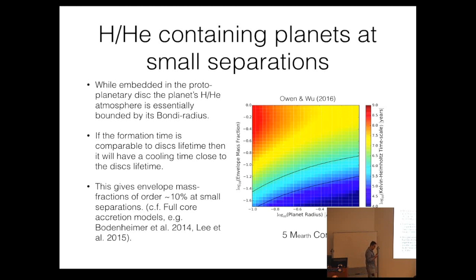And planets are passively cooling in the disk, accreting as they cool, then they're going to have a cooling time close to their disk lifetime. So if you say, I have a Kelvin-Helmholtz time or a cooling time that's comparable to my disk lifetime, a few million years, and my planet's bound by the Bondi radius, then I can roughly accrete 10% hydrogen helium over that time. And that's a reasonable inference.